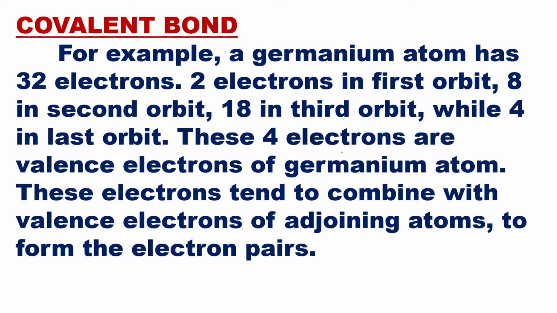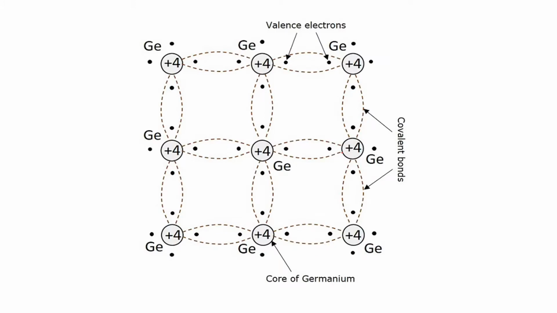As an example, we have seen earlier also that we take a germanium atom, and in that we can speak about covalent bond. A germanium atom has 32 electrons: 2 electrons in the first orbit, 8 in the second orbit, 18 in the third orbit, and 4 in the last orbit. So these 4 electrons are the valence electrons of the germanium atom. These electrons tend to combine with valence electrons of adjoining atoms to form the electron pair, and as we have seen earlier, this will be the pattern, where you can see germanium atoms and 4 valence electrons making covalent bonds. The same thing we can show for silicon atoms.